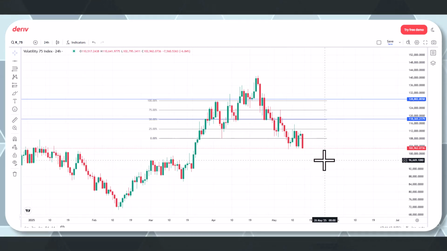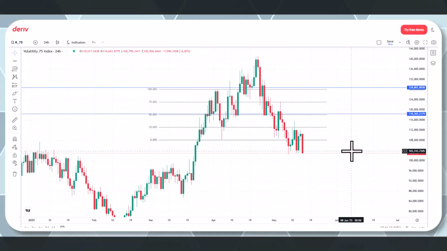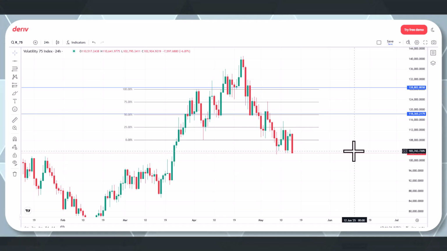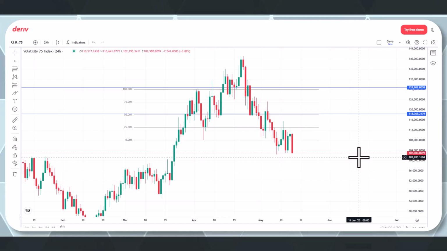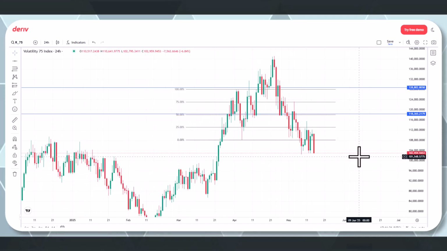So this is volatility 75, and you can clearly see that we are in a bearish market situation as we speak on the daily time frame. All right. Now, what has accounted for that? What has really accounted for that is as simple as that.